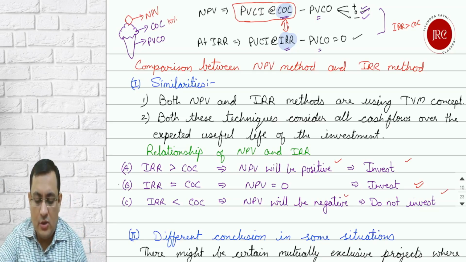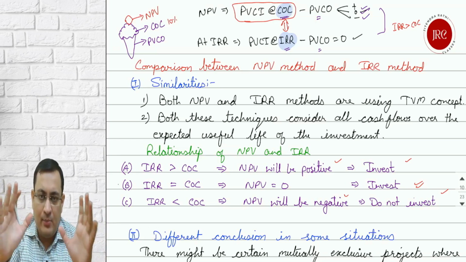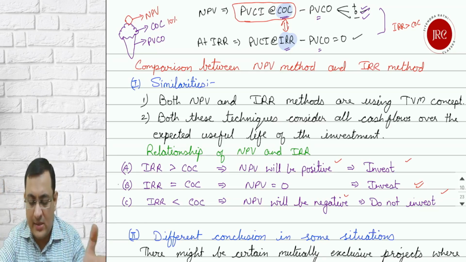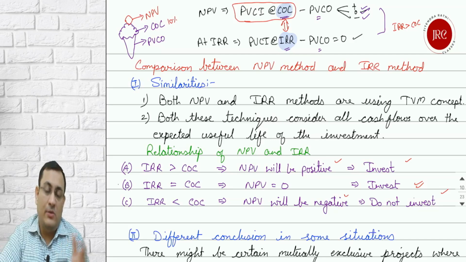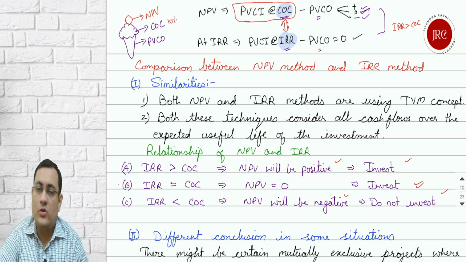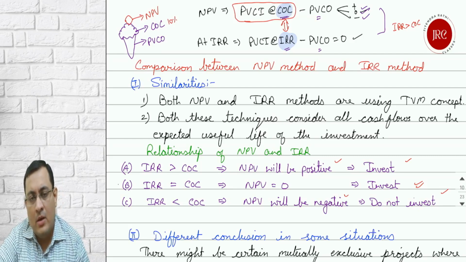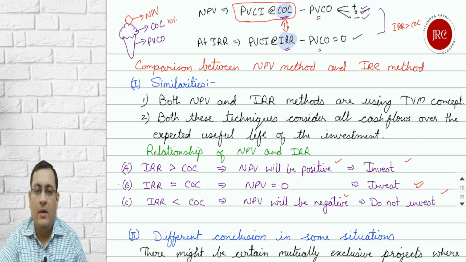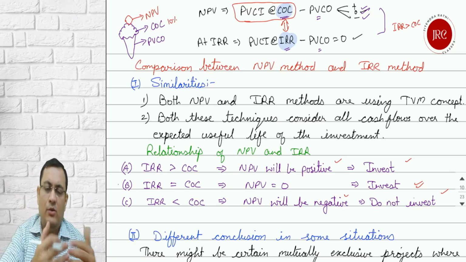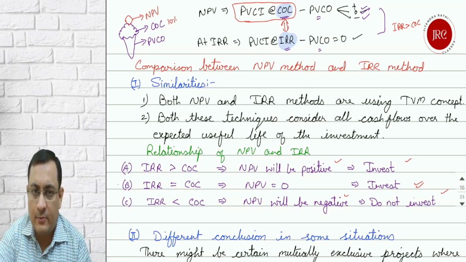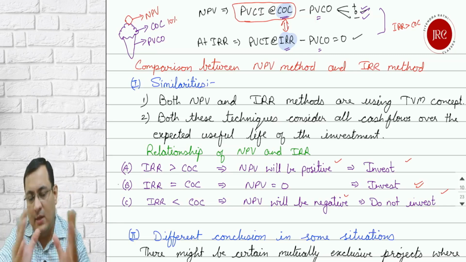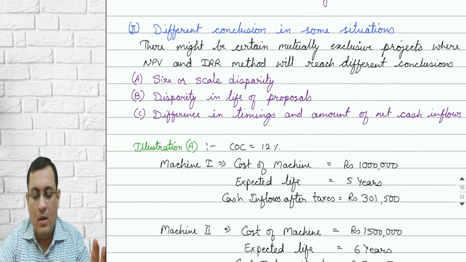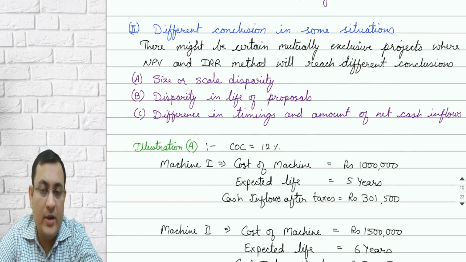So generally, 99.99% of the time the result of NPV and IRR will be the same, where IRR is greater than COC, because cost of capital represents your hurdle rate, the required rate. So if your IRR is greater than your hurdle rate, you are accepting. NPV is positive, you are accepting. If IRR is less than COC, the hurdle rate, then you are rejecting. Your NPV is also negative, you are rejecting. But in some exceptional cases, these two methods may give different conclusions.